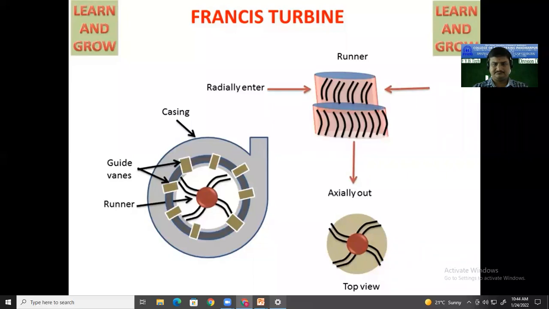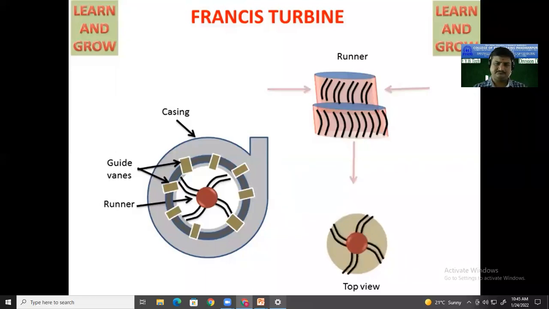Now we see the working of Francis turbine. What will happen when water will come radially and go outside with the axial direction? Then rotor will start rotating.